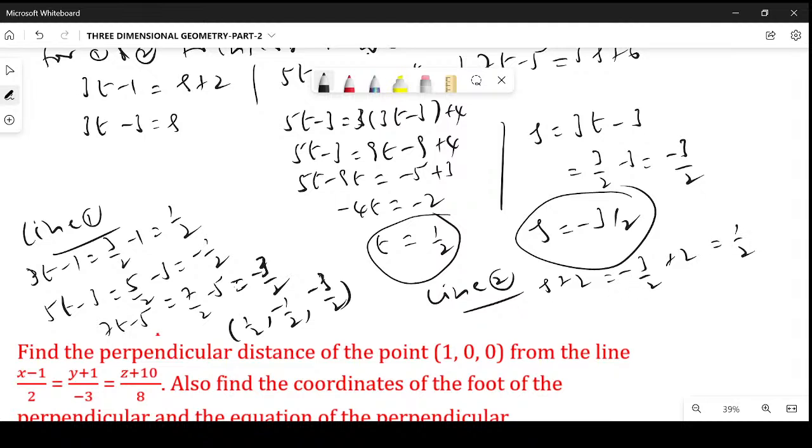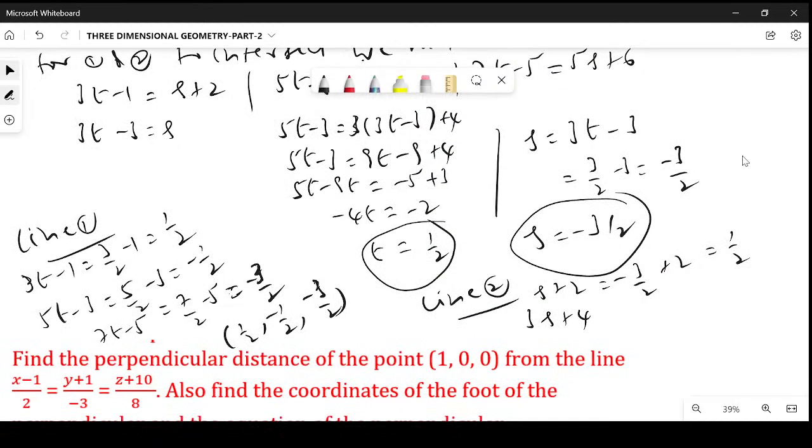Next one we have is 3s plus 4. If we take 3s plus 4, substitute the value again: minus 9 by 2 plus 4. It will be minus 1 by 2. And the next, 5s plus 6. If we substitute in this, it gives minus 3 by 2.